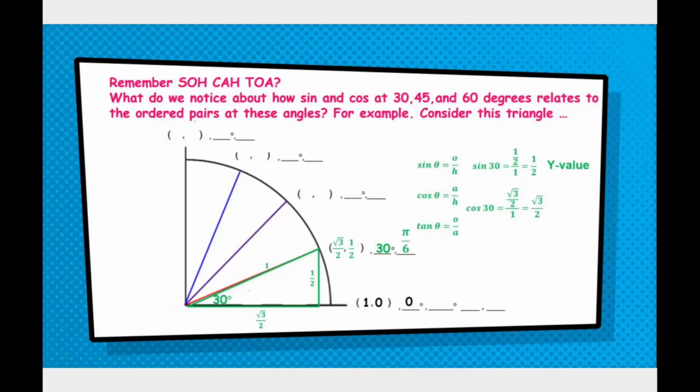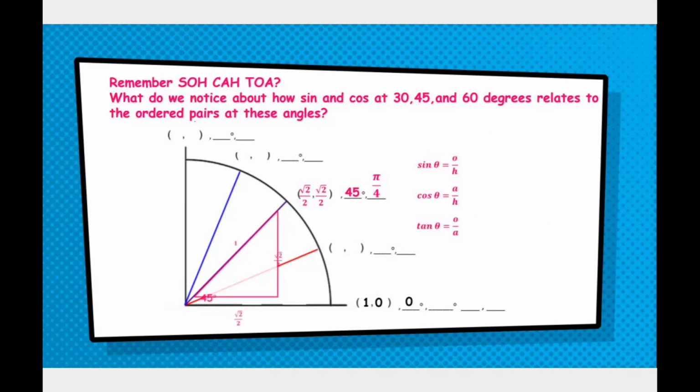Notice, with our ordered pair, the sine was our y value that we had listed, and the cosine was our x value. Let's look at this one. So this is just kind of review. You don't have to write this down.